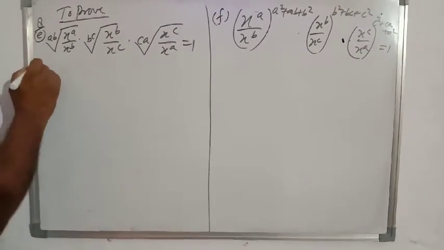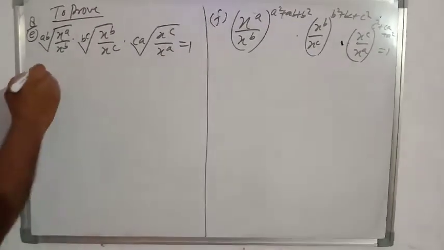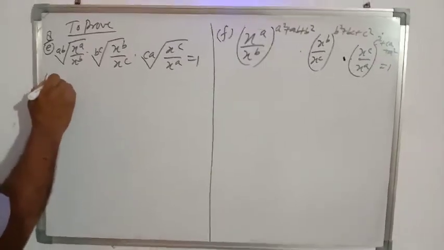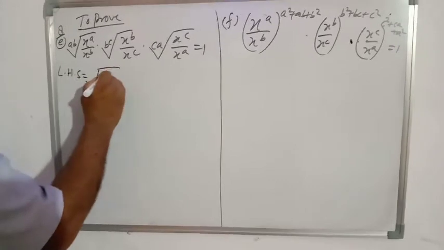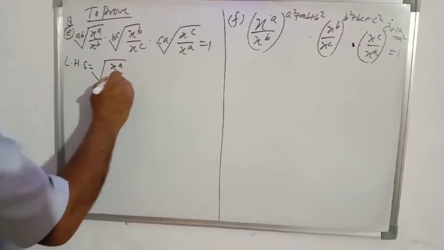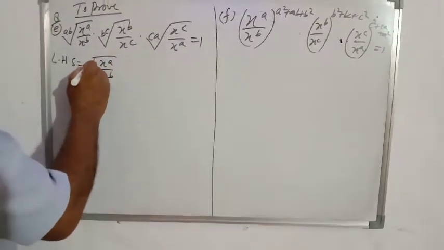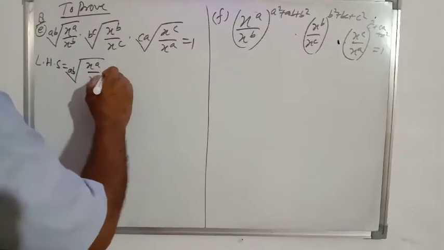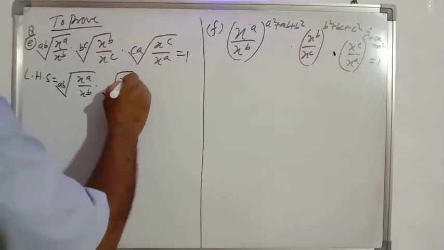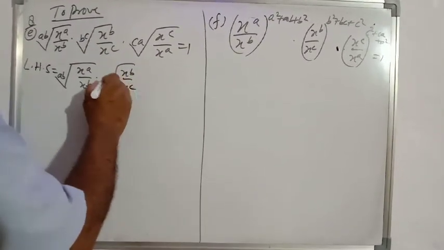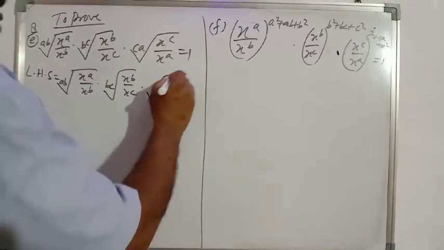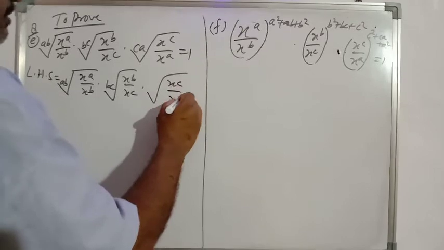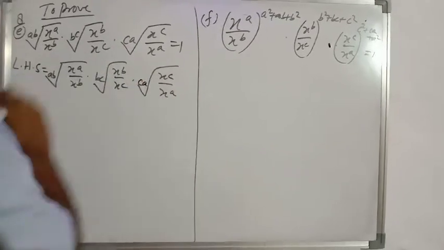So how will we prove it? Using the laws of indices. Firstly we will take the left hand side. The left hand side is (x to the power a upon x to the power b) to the power of the ab-th root, into (x to the power b upon x to the power c) to the power of the bc-th root, into (x to the power c upon x to the power a) to the power of the ca-th root.